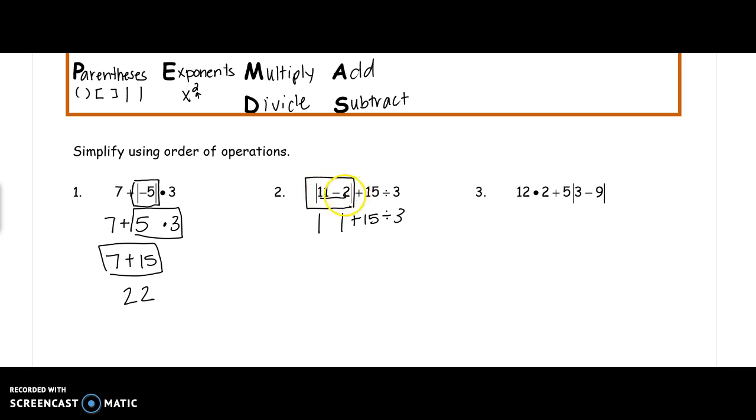11 minus 2 is 9. And we still have to simplify this. So what is the absolute value of 9? That's 9. So then we can bring everything else down. Here we have 9 plus 15 divided by 3. We now have to use division because we don't have any exponents. So 15 divided by 3 is 5. And then 9 plus 5 is 14, and that's your answer. So again, when you see absolute value bars, we first simplify what's on the inside.